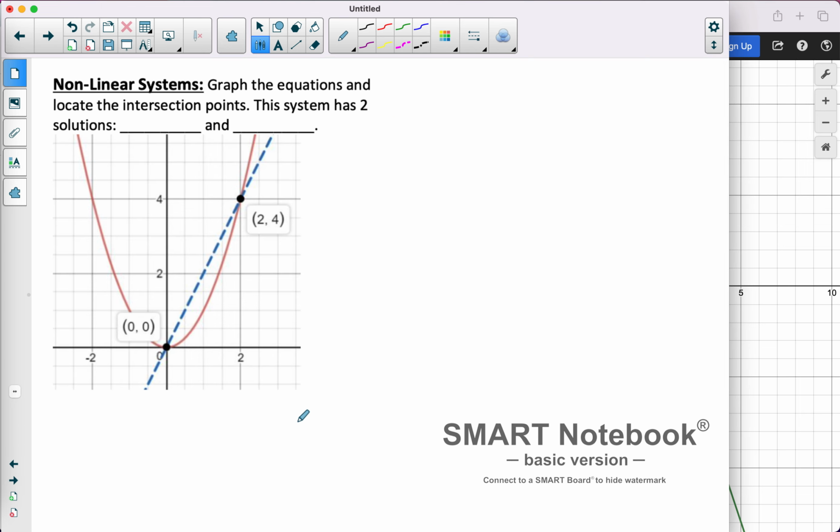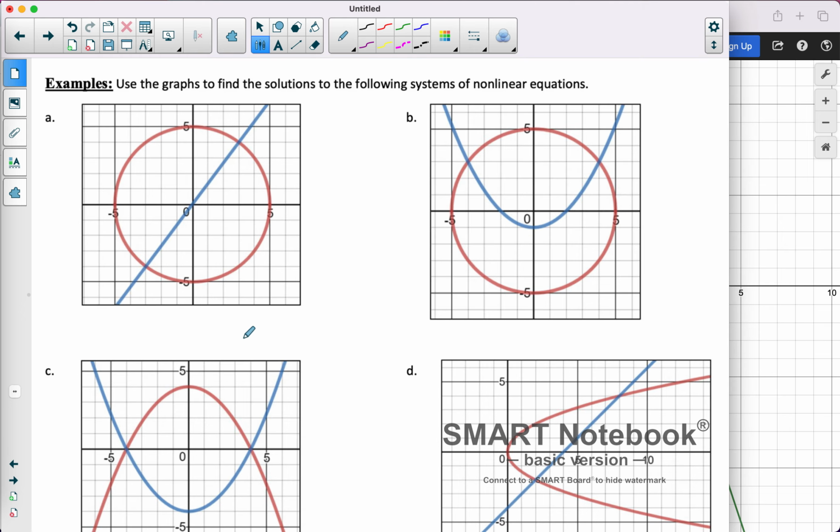We don't have to have just linear equations. We can have a nonlinear system. So this graph I can see has a quadratic, this parabola, and a linear function. And they do intersect twice. This has a solution at 0, 0, and another one at 2, 4. So there are 4 graphs here, 4 different systems. And you want to look to see, can you identify all of these solutions to this system? If you pause real quick, you can write down your solutions and then check your answers.